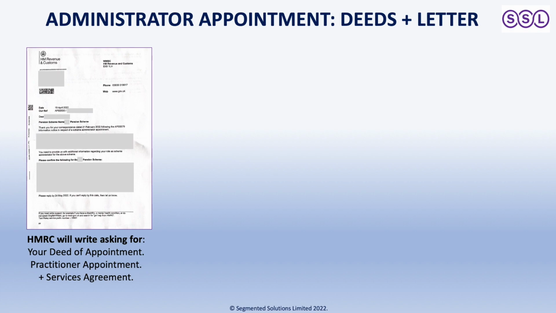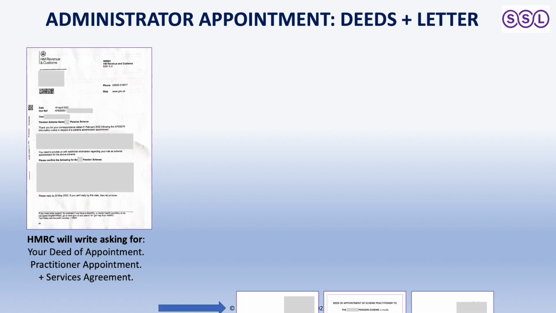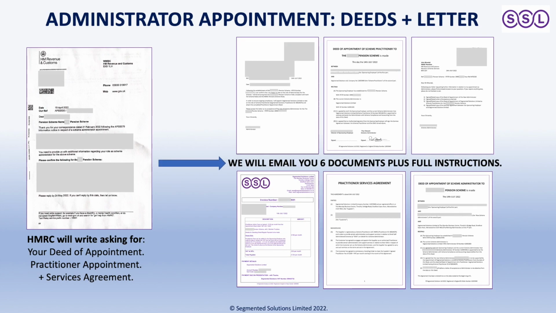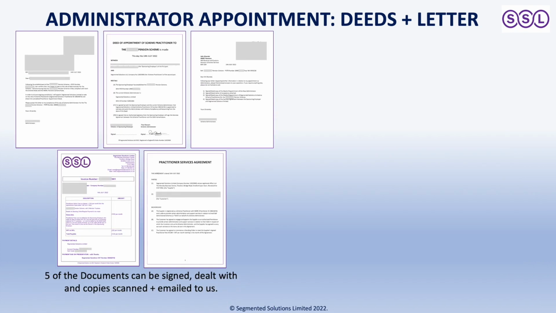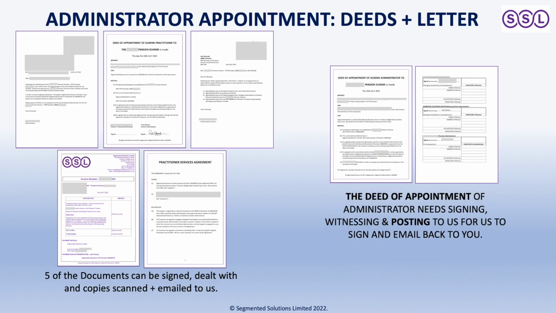Once you've been appointed, the revenue will write asking for a whole bunch of additional bits of information, and that's where we start putting a pack together for you, and we'll email you 6 documents with full instructions. Each document will have a name, like document 1, document 2, document 3, and underneath each one there'll be full instructions as to what to do. 5 of the documents you can deal with at your end by printing, scanning, signing, and emailing back to us. The 6th document, however, is a special one.